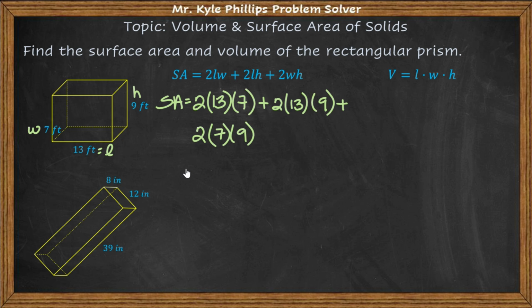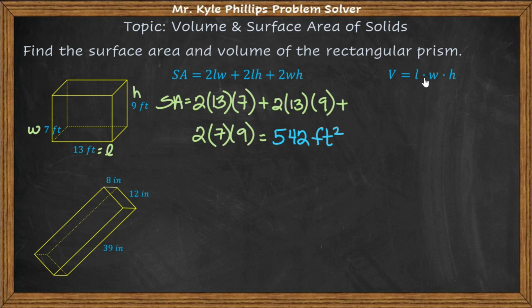So here we're just going to plug this on our calculator. And our answer is going to be 542. So the surface area here is going to be 542, and we'll say square feet. All right, let's try volume. Volume is length, width, and height.